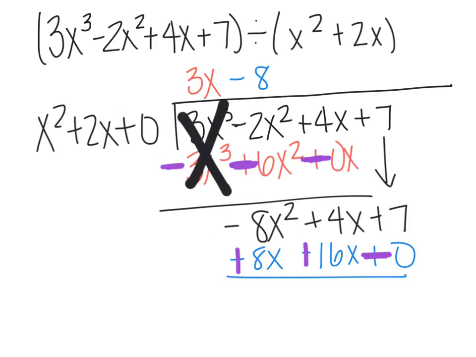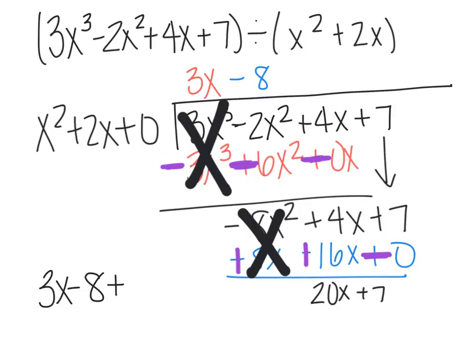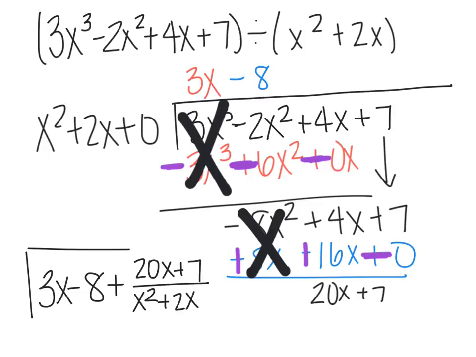So I have negative 8x squared plus 8x squared. Those are, in fact, going to cancel, which is what I want them to do. And then I have my 4x plus 16x, which is 20x. And I have 7 minus 0, which is just 7. There is nothing that I can multiply by x squared to give me 20x, so my answer would be 3x minus 8 plus my remainder of 20x plus 7 divided by x squared plus 2x. And that's how I would leave it.